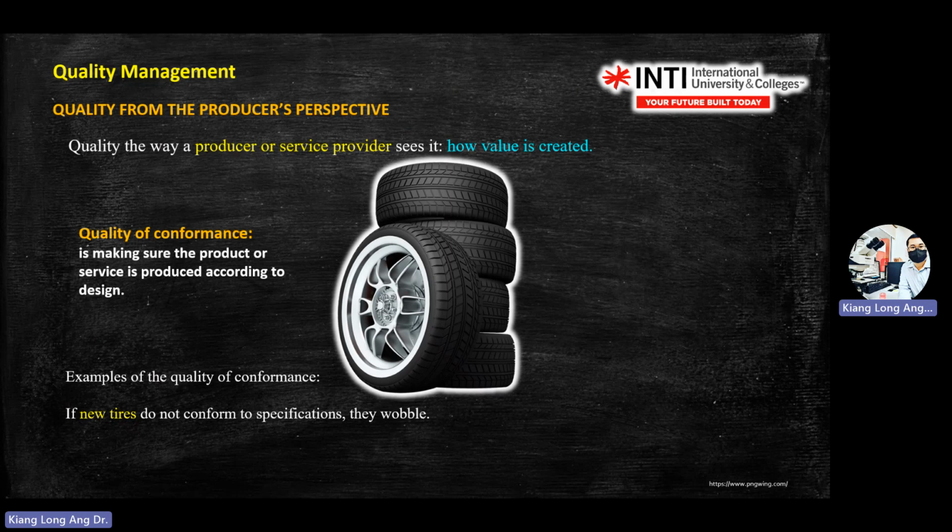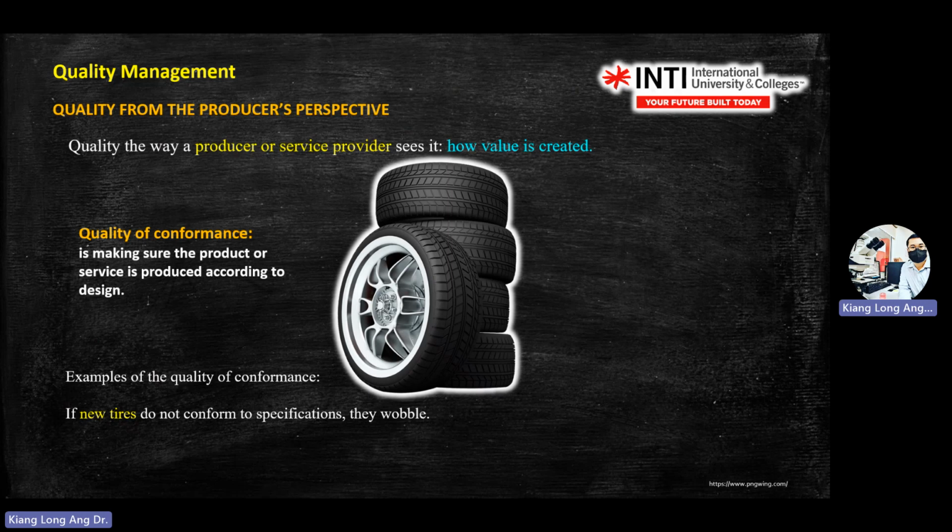Now, just now we looked at the customer perspective. Now we look at the producer perspective, meaning you are the manufacturer, the producer of that product or of that service. So we are looking at quality of conformance. What do I mean by conformance? It means the products or services are produced according to the design specification. Previously we studied the flow of the design, the design chart. So conformance here means making sure the products meet all the design specifications.